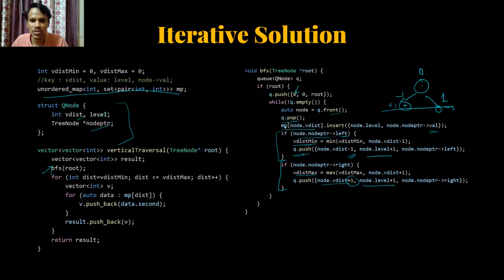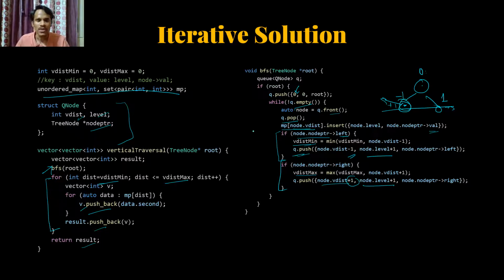Again, this loop continues. We pop the next element from the queue and enter the information of the vertical distance in the map, and then we keep doing this until the queue is empty. Okay. After doing this, the rest of the loop is same as the way we did for pre-order traversal. We just scan through the unordered map, that is the hash map, using the vertical distance, and we keep pushing to the result vector, and we finally return the result.